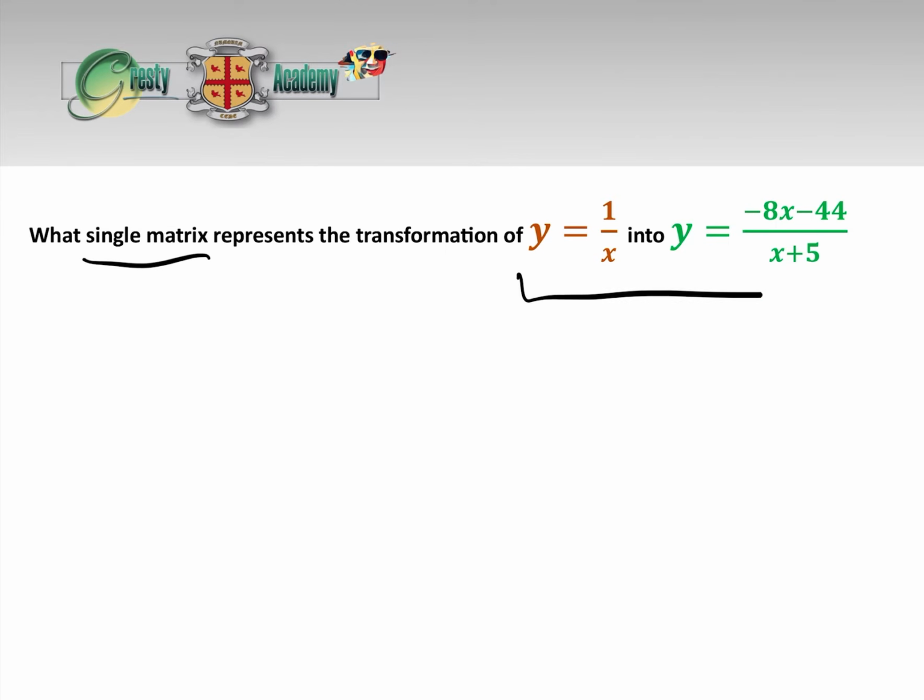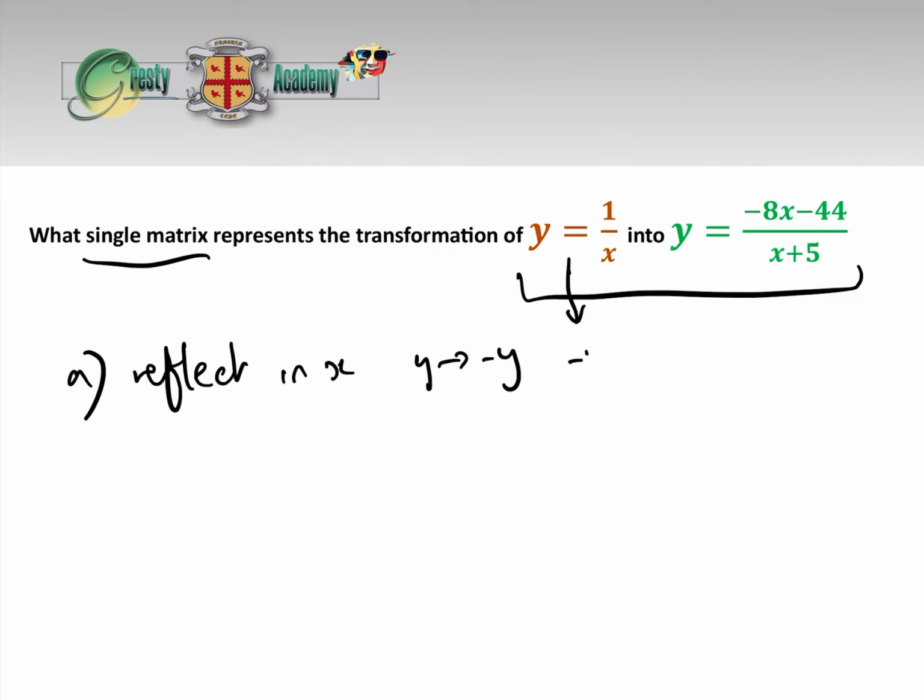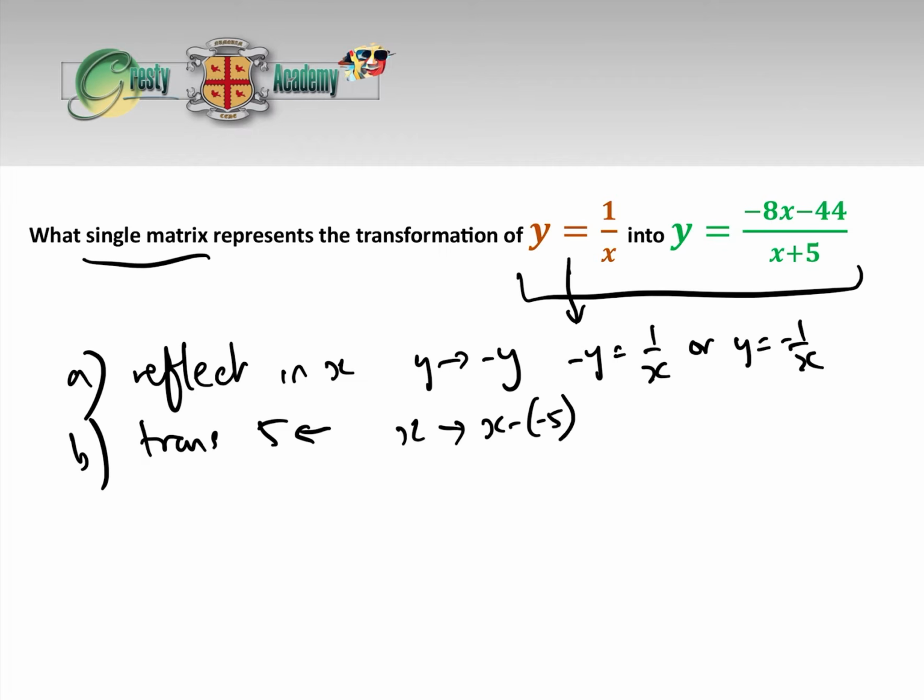Now, in actual fact, we've already done this transformation in a previous video, but just to remind everybody what it was. A, we need to reflect in the x-axis, so that was basically replacing y by minus y, so that became minus y equals 1 over x, or y equals minus 1 over x. And the second thing we did was we translated it 5 that way, which meant that x was replaced by x plus 5, i.e. y equals minus 1 over x plus 5.